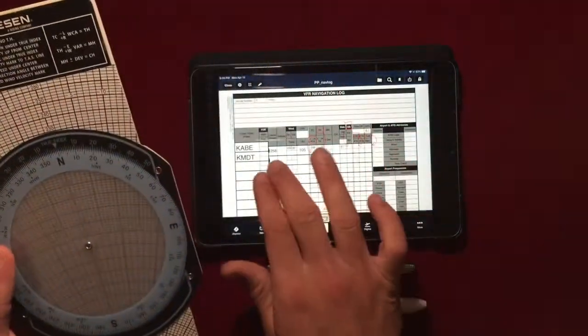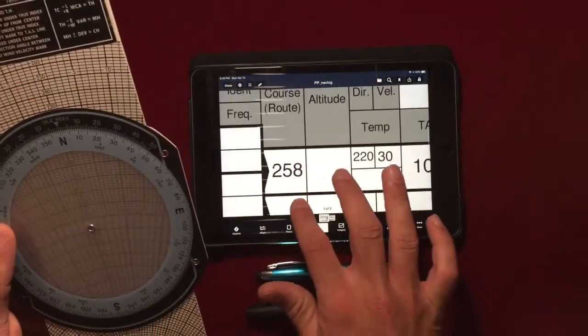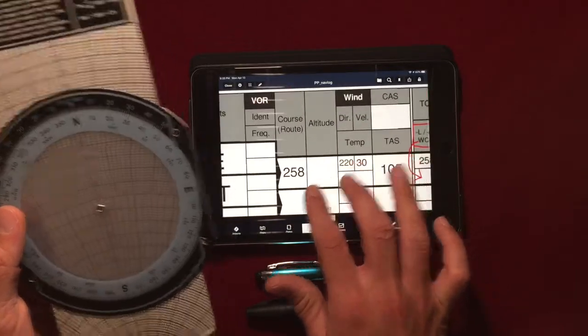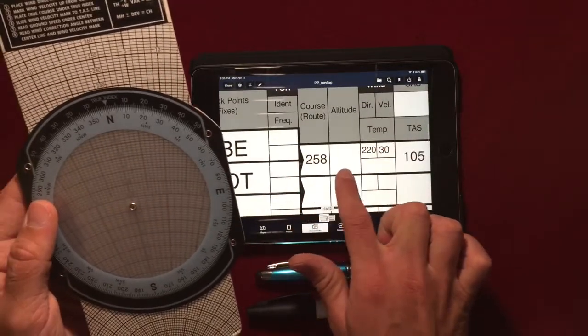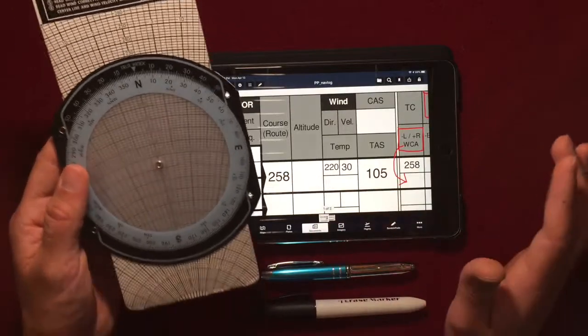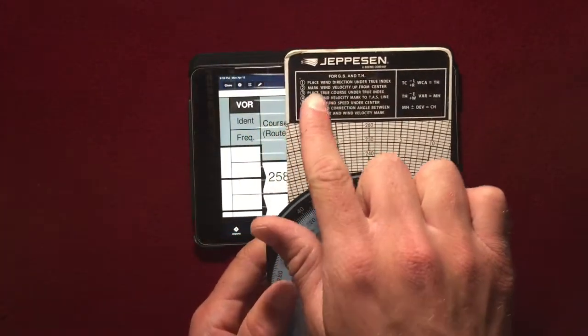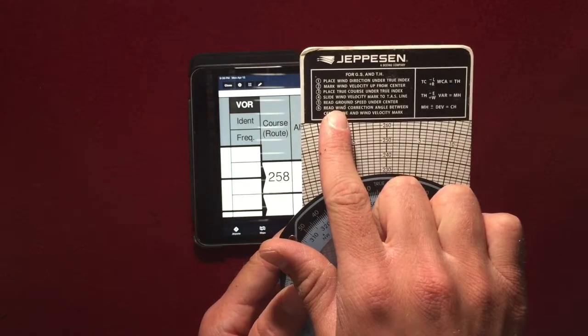So, for our flight plan, it says that we are going to go to Harrisburg heading 258 degrees. To start off to use this, we must also realize that the instructions are put on the top.